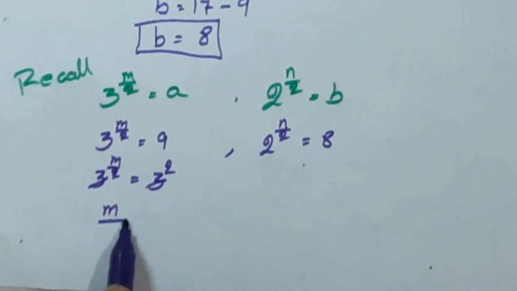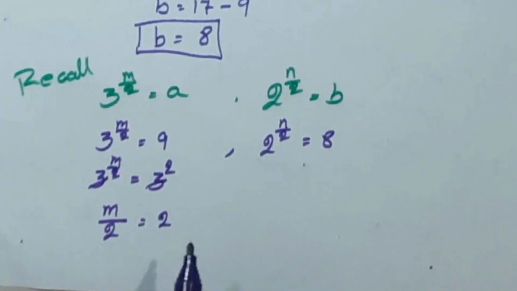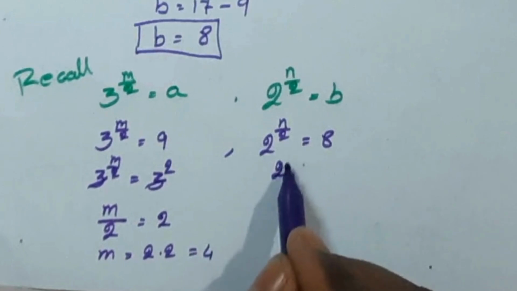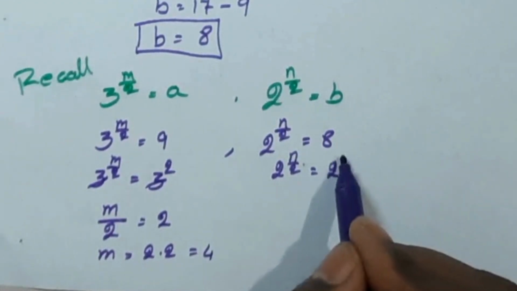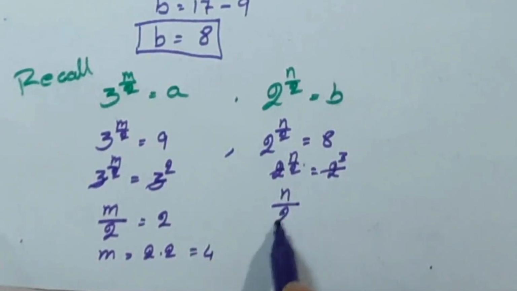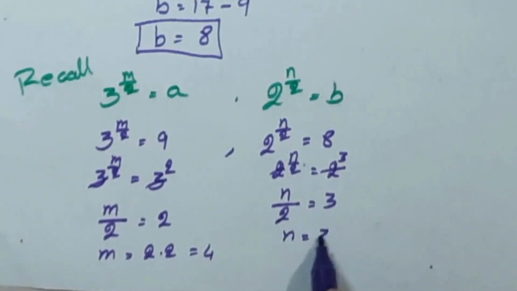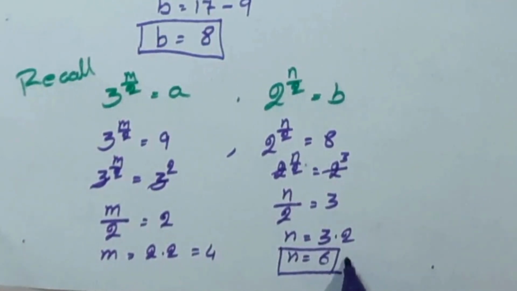So m by 2 equal to 2. So here m equal to 2 into 2, which is 4. 2 to the power of n by 2 equal to 2 power 3. Bases cancel each other. So n by 2 equal to 3. Now n equal to 3 into 2. So n equal to 6. We got m. m is 4, n is 6.